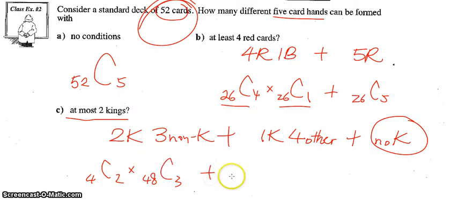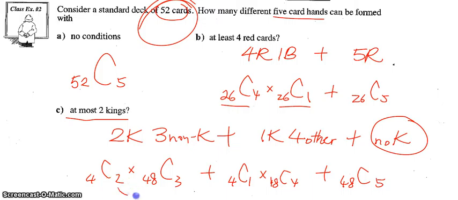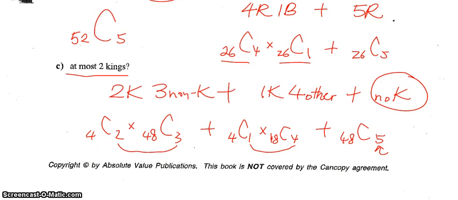And then here, 1 king. So 4 kings, you choose 1. 48 non-kings, you choose 4. Finally, 48 non-kings, you choose all 5. Make sure every combination you have 5 cards because you're doing 5-card hands, right? Make sure the numbers on the right indicate what you pick, right? What you choose should add up to 5. So that will be the answer.